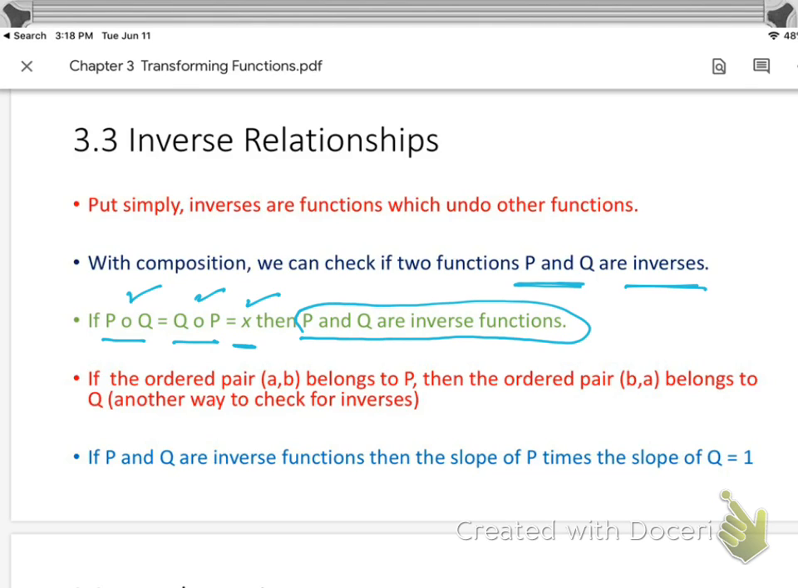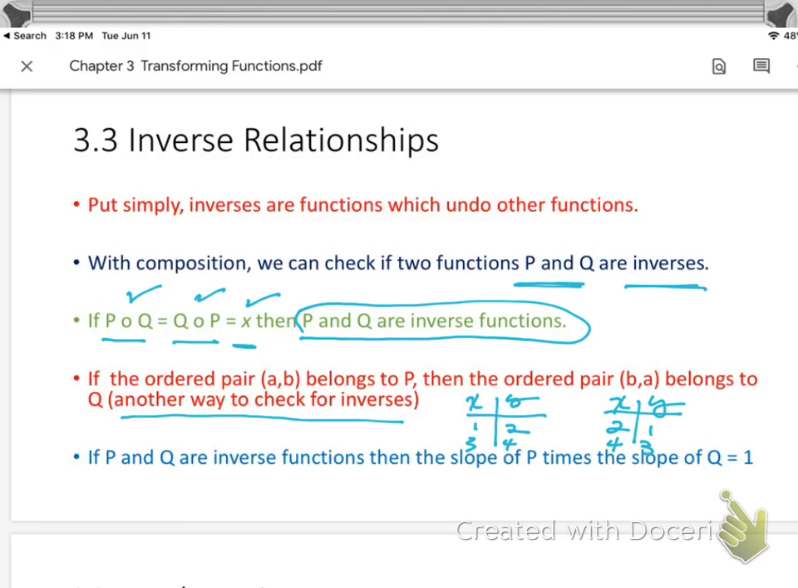If the ordered pair (a, b), so let's say they give you a table, if you notice that every ordered pair (a, b) that belongs to P, and for Q you have the (b, a) pairs, then that's another way to check for inverses. For example, we'll make them x's and y's. If we have (1, 2) and (3, 4) for P, then for Q, if they were inverses, what we would expect to see is (2, 1) and (4, 3).